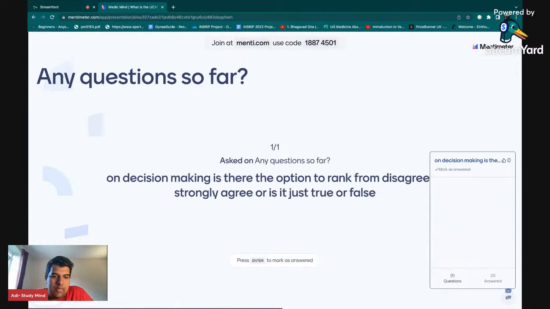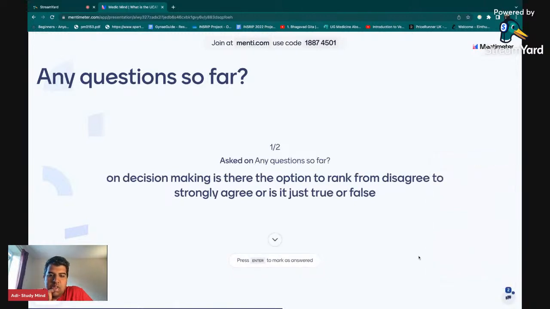Good, thank you. On decision making, is there an option to rank from disagree to strongly agree, or is it just true or false? That's a good question. Thank you very much. There is an option like disagree to strongly agree, like what we did earlier in terms of how much you agree or disagree with it. It's not true or false. What you have in decision making is yes or no.